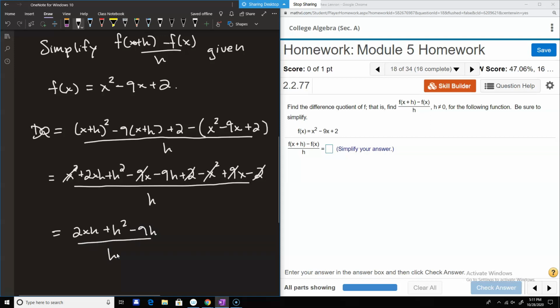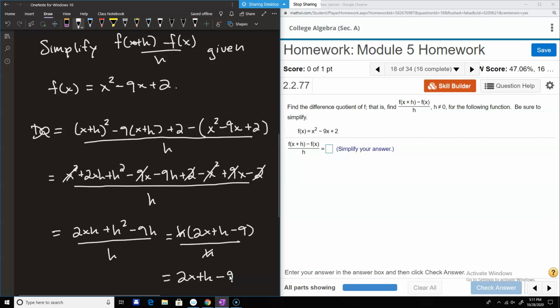Now that we've canceled all those terms, notice everybody on top now has an h in common. This is the part where you can factor out that h. If you take out the h, you have h times 2x plus h minus 9 over h, and h over h is just equal to 1. So this simplifies to 2x plus h minus 9, and that's the final answer.